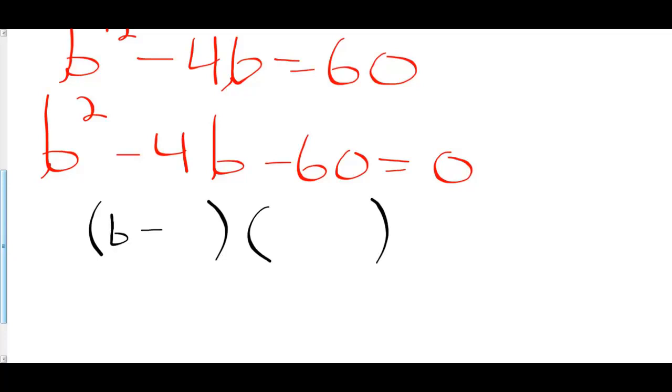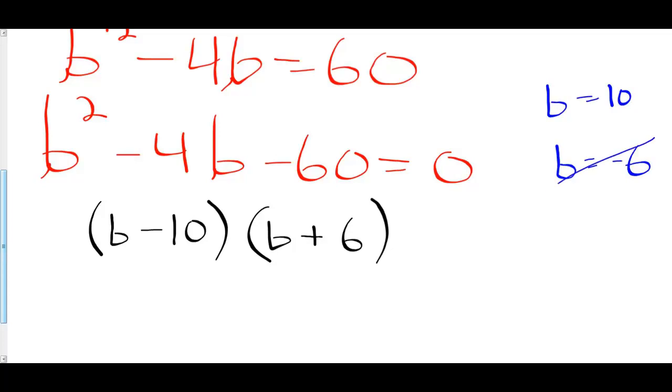Then you need to take those factors that I'm writing out right now, and you need to set those factors equal to 0. And some of you know this in your head. You know that b is now equal to 10 and b is now equal to negative 6. But really you should write that out, okay? But if this is the case, could the base ever be negative 6? No, so I'm scratching that out, and I'm realizing that the base's length is 10.